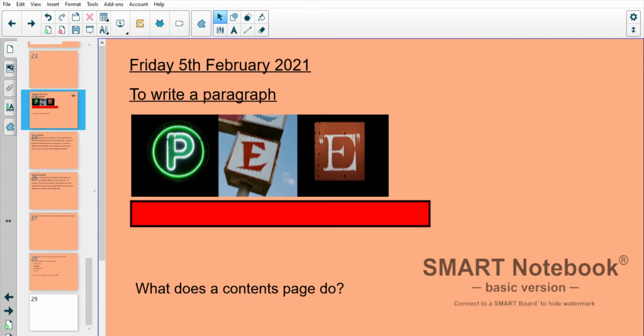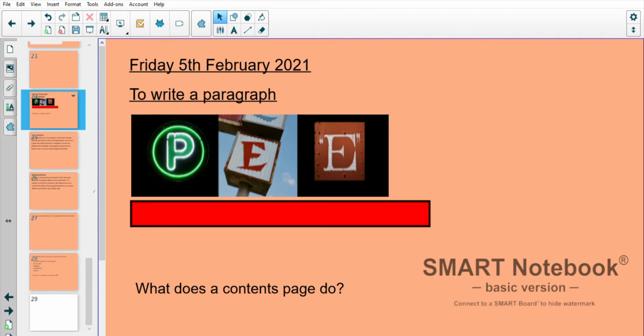Year 3 and 4, this is the final day of the week, and next week you will be writing your own Roman information text. But two recap questions. What does PEE stand for? And what does a contents page do? We've done this week, but what does it mean?